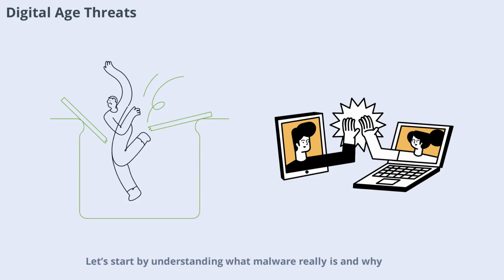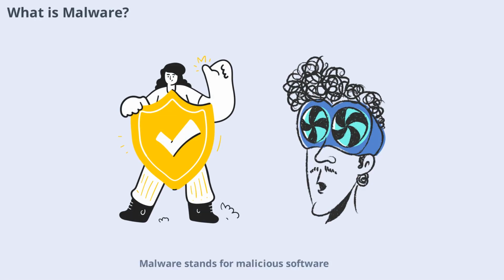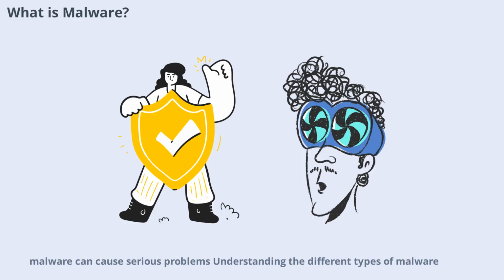Let's start by understanding what malware really is and why it's become such a huge risk in our connected lives. Malware stands for malicious software. It's a broad term for any software designed to harm, exploit, or otherwise compromise your computer, smartphone, or network. From stealing your data to locking your files, malware can cause serious problems. Understanding the different types of malware is the first step in defending yourself. Let's dive into the most common and dangerous types you should know about.